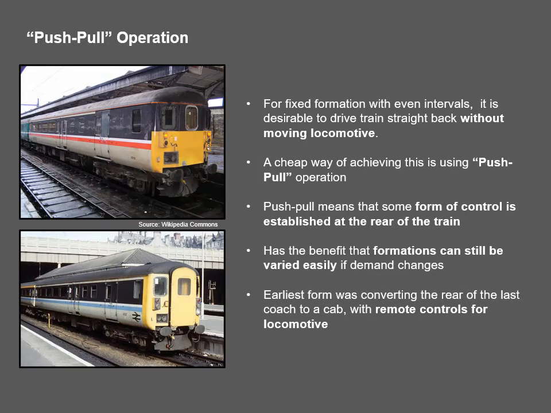So for a fixed formation train with even intervals, it's desirable to drive the train straight back out without moving the locomotive. A cheap way of achieving this is using what was called the push-pull operation concept. Push-pull means that some form of control is established at the rear of the train. This has the benefit that formations can still be varied easily if demand changes. The earliest form was converting the rear of the last coach to a cab with remote controls for the locomotive.